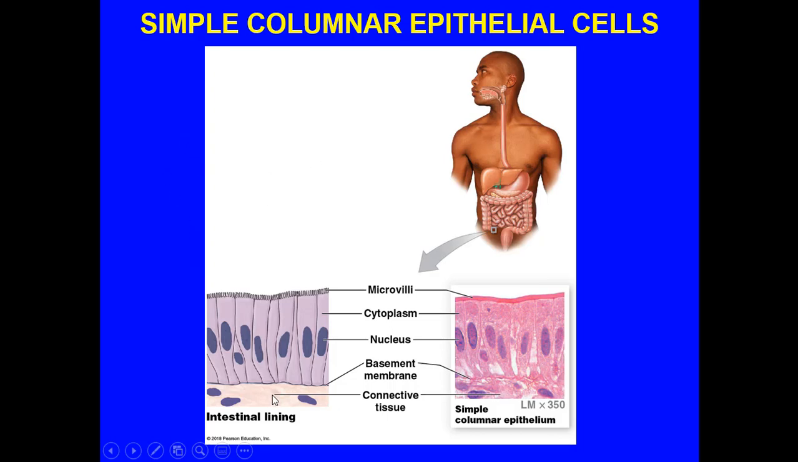Here is an example of simple columnar epithelium. You would find this in the intestine. Microvilli here to enhance surface absorption. This would be the lumen up here. You've got a large amount of cytoplasm here. The nucleus, which is more oval shaped. Underneath here you have connective tissue and a basement membrane right there, okay?